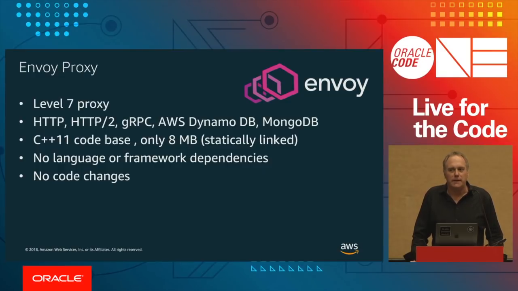If you think about what level 7 means, it understands HTTP, it understands HTTP2, it understands gRPC, and there is, I think it's still alpha, but it even understands connections to DynamoDB, to database in AWS, or to MongoDB. Again, it's not specific for one language, it's more like the service bus that is language agnostic, and you need no code changes. So I think it has the best of those two approaches that I was showing you.